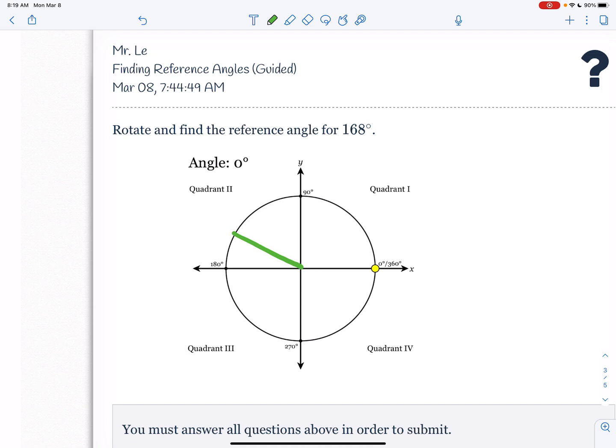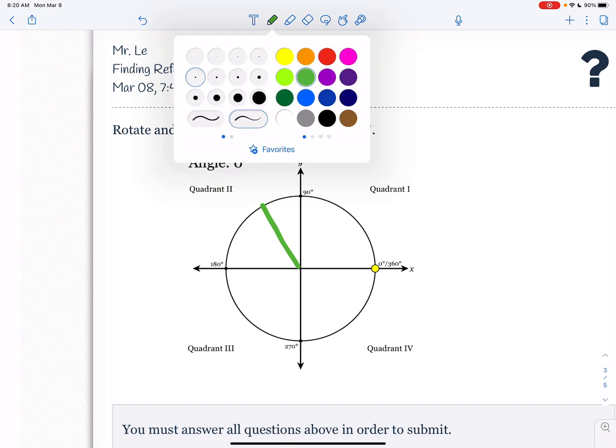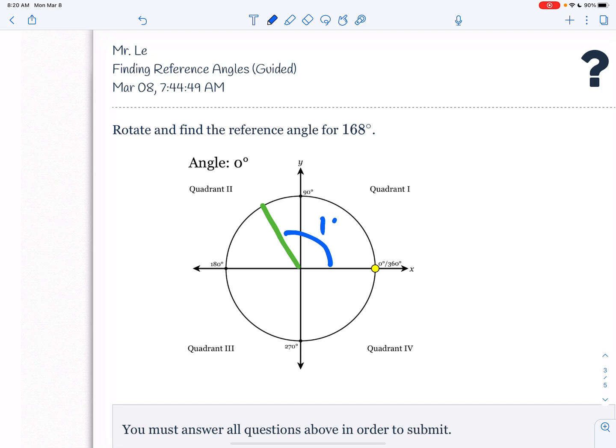Now, Delta Math is very accurate with the triangle. Overall, it really doesn't matter where you draw it as long as you're in the right quadrant. You could even draw it right here and it'll still be okay. But as for Delta Math, just make sure that it matches 168 degrees. I'm just drawing it like this so I have space. So here we go. This is 168 degrees.